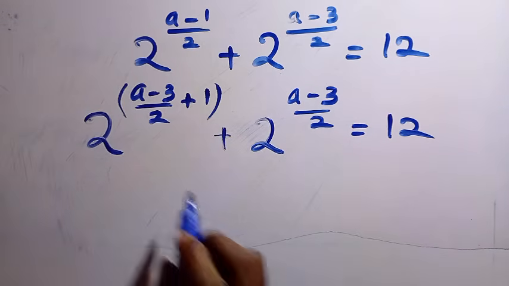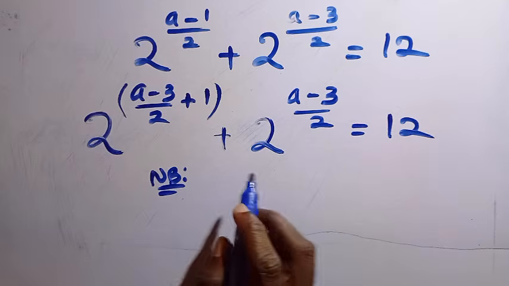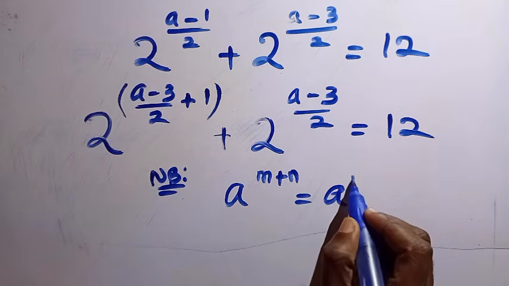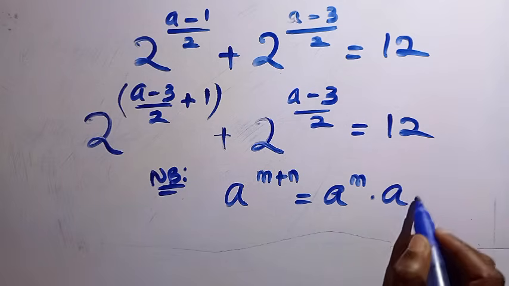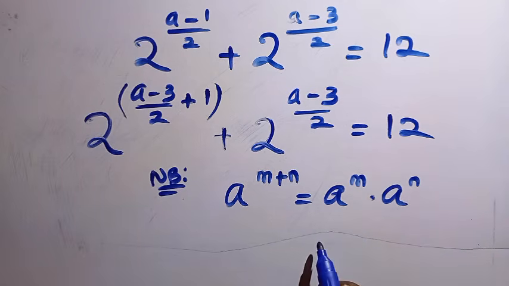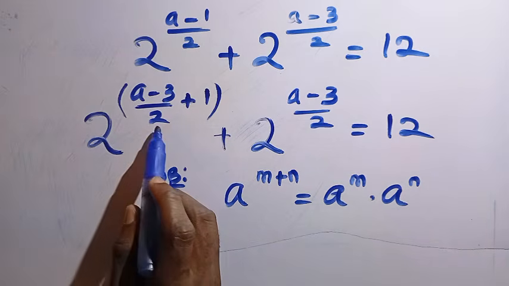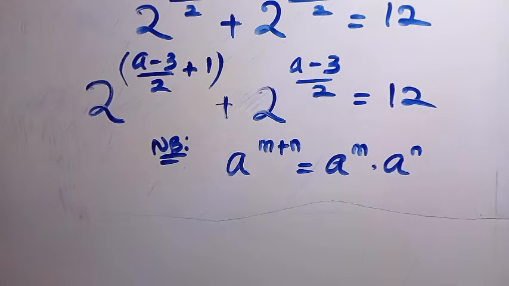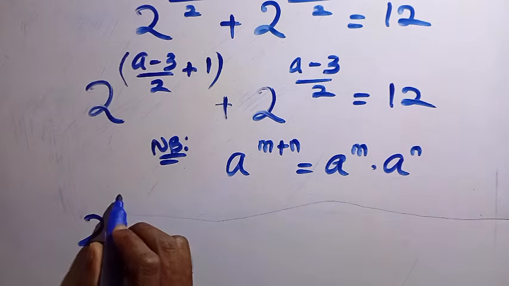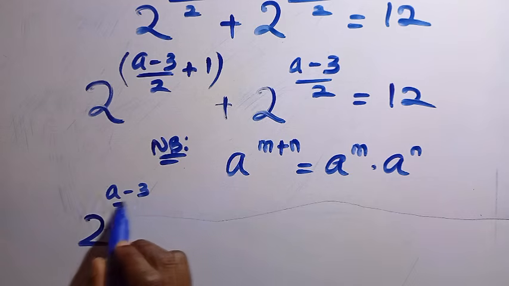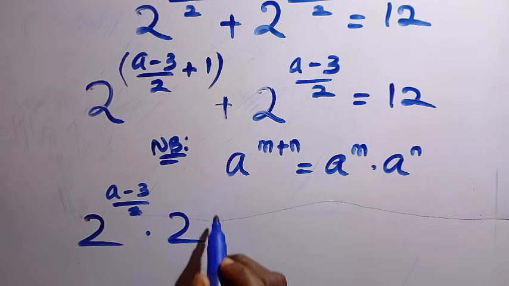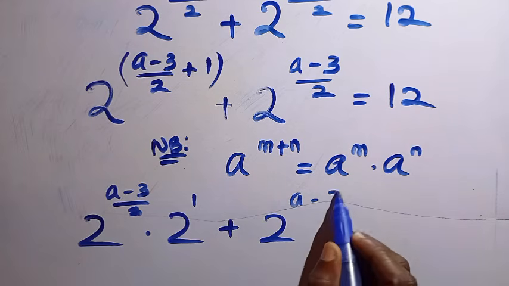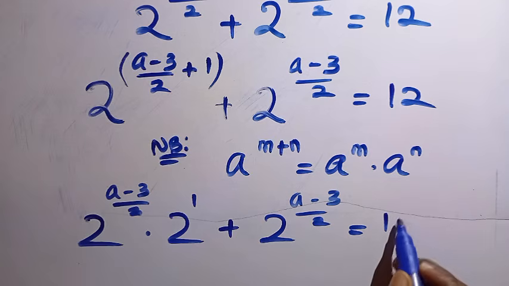Let's note this expression: if we have a power of m plus n, this is the same thing as a power of m multiplied by a power of n. This is multiplication. So consider this a minus 3 over 2 as m and consider this one as n. Applying this rule, we have 2 power of a minus 3 over 2 multiplied by 2 power of 1, then plus 2 power of a minus 3 over 2 equals 12.